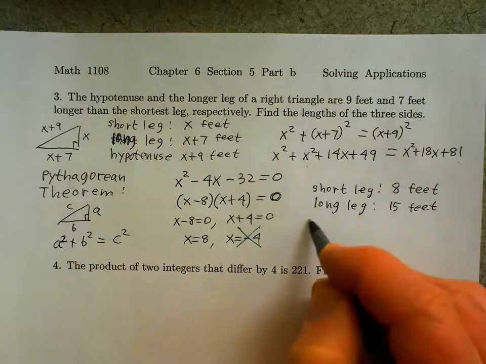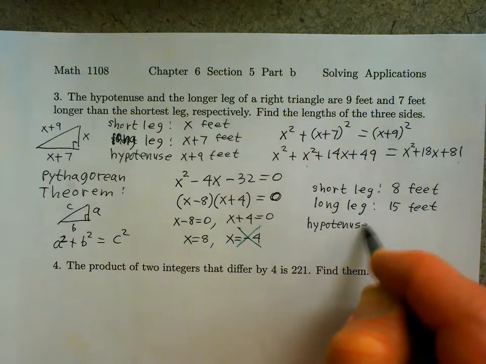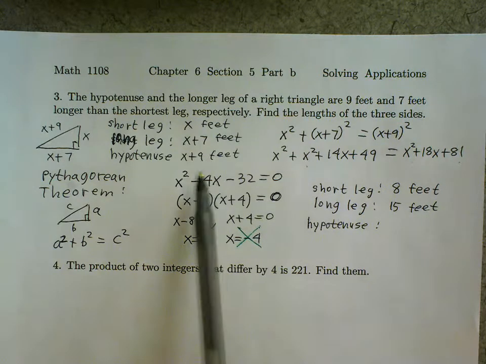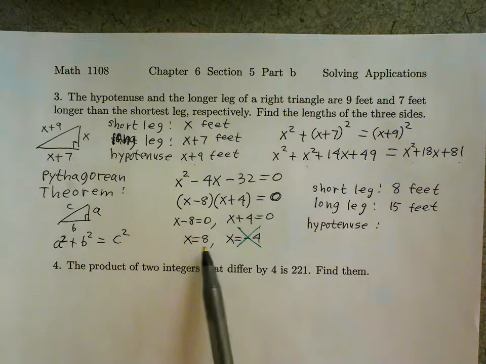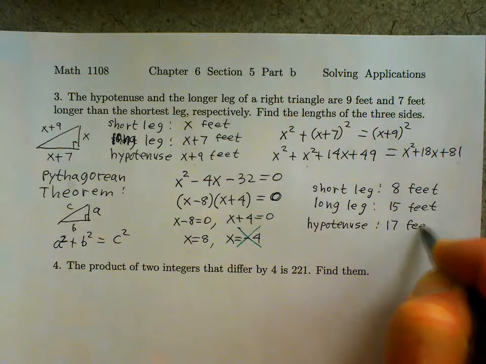And then the hypotenuse, our variable assignment for the hypotenuse is x plus 9. So 8 plus 9 is 17. So the hypotenuse is 17 feet.